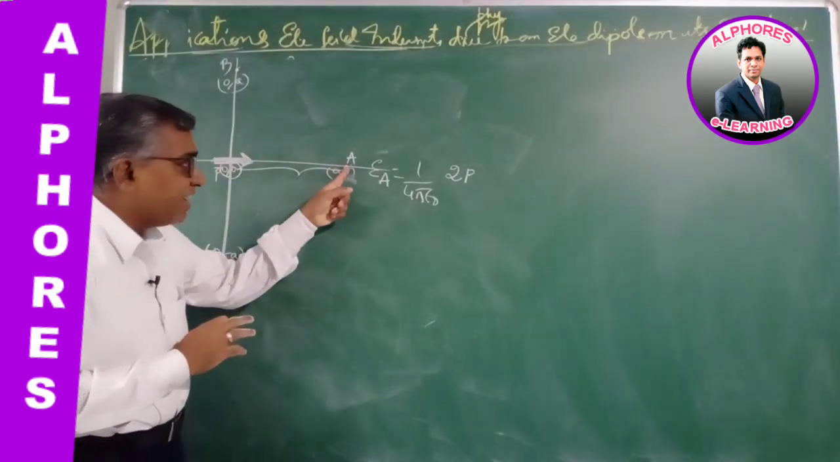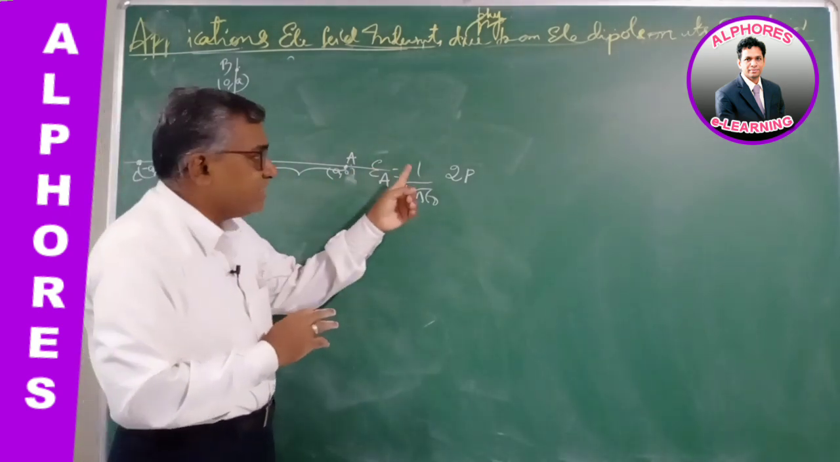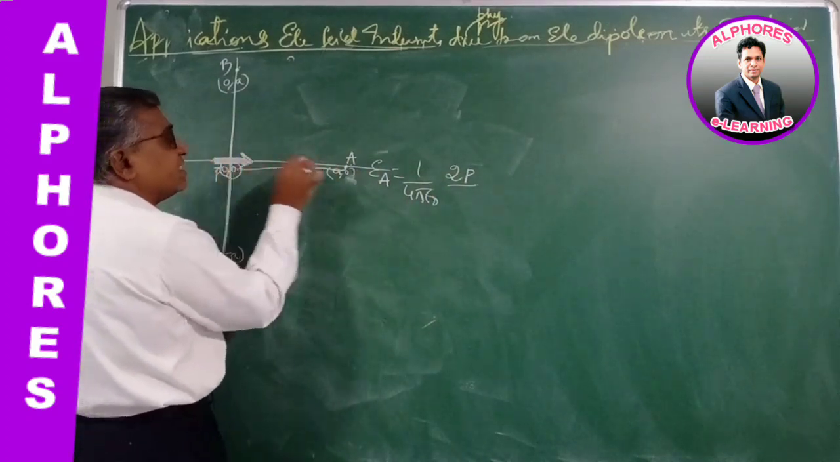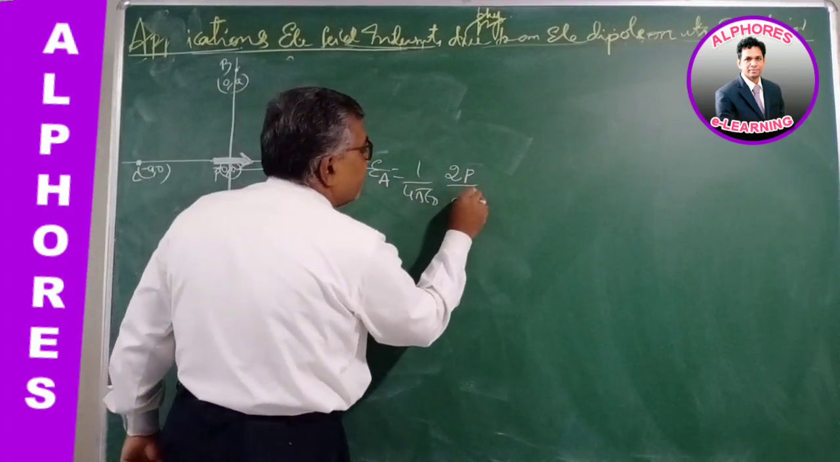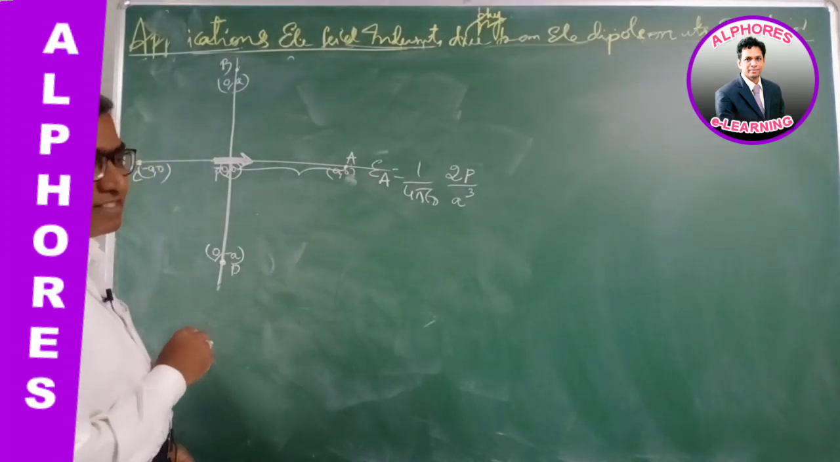So point A lies on the axial line. On the axial line, the electric field strength is 2p, and it's a short dipole. So distance of the point is a, it's a cubed. Right? So at point A, it is like this.